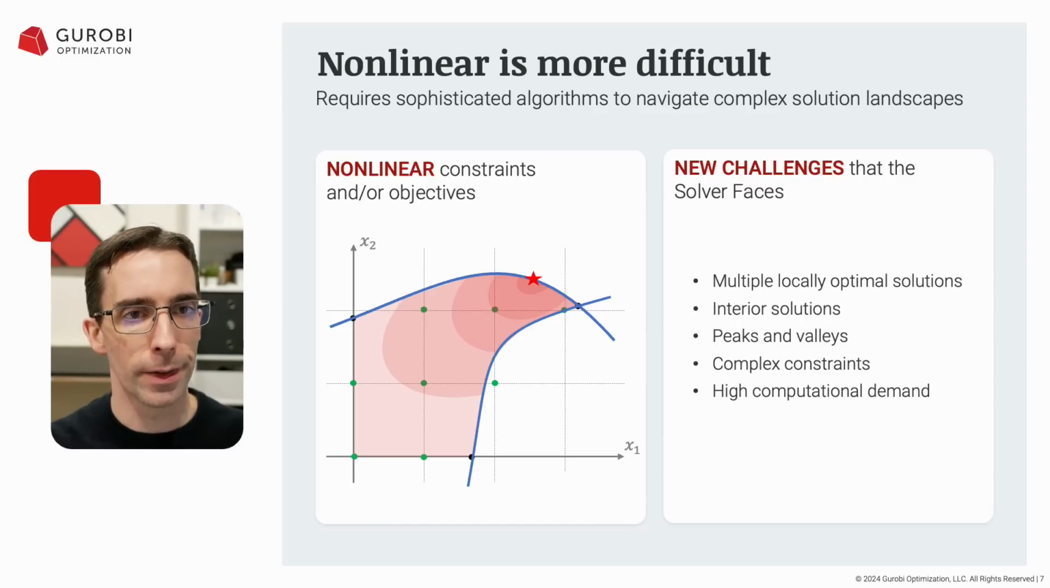Another thing that can happen is, in contrast to the case for linear optimization models, we may find that optimal solutions are lying within the interior of the feasible region, not just at boundaries or corner points. Another thing is that nonlinear models often have a complex, maybe non-convex landscape with peaks and valleys, making it challenging to find the best solution. Nonlinear constraints can also create intricate feasible regions with a complex structure, unlike straightforward linear boundaries. In all, this leads to a high computational demand.